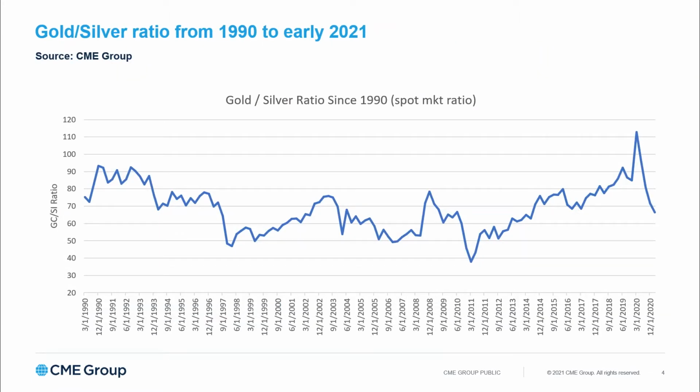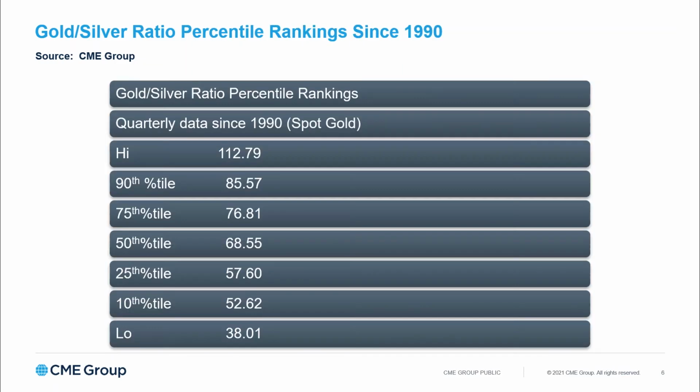So we have a couple of charts. One's long-term. It's the spot market ratio. I'm giving you both because you might see both out there in the marketplace. Gold and silver ratio since 1990. You can see it topped out at 112. It went as low as 38 or 39 back in 2011. And then the average is somewhere around 60, 65, 70. So that's a long-term chart of how the ratio, or the spread, has done.